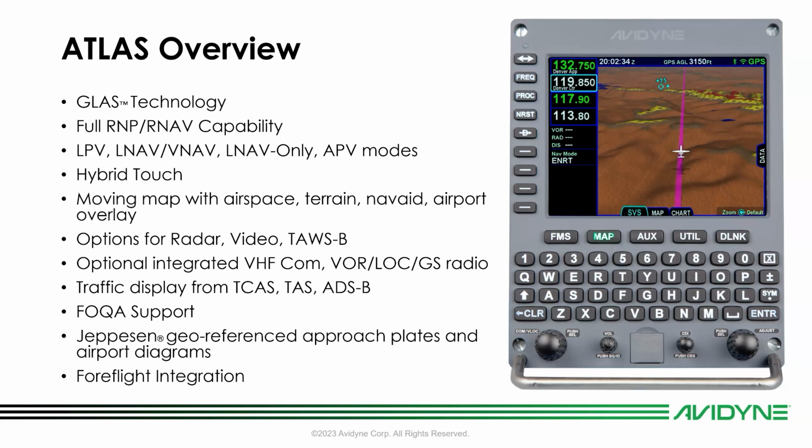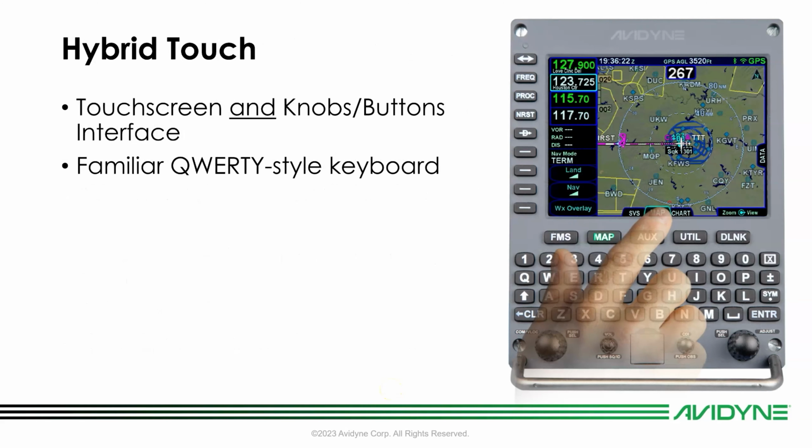The Atlas features full RNP RNAV capability, including this will be a way to get you LPV approaches, full WAAS capability. The hybrid touch shows touch screens and knobs and buttons. So pretty much anything you can do on the touch, you can do with the knobs and buttons and vice versa, which is really nice.